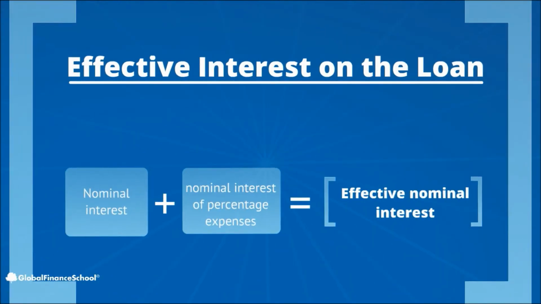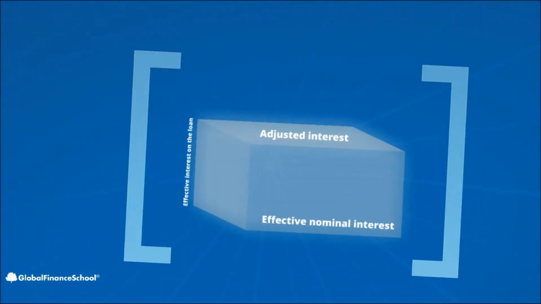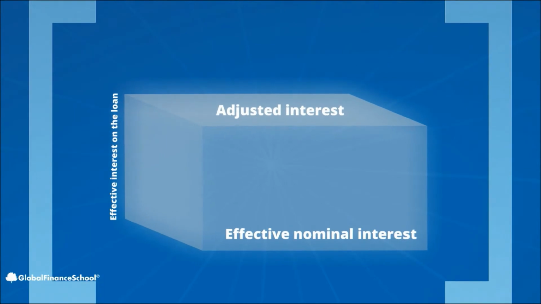Effective interest on the loan. When we join the nominal interest on a loan with the nominal interest of percentage expenses, we receive the effective nominal interest. When we calculate the adjusted interest, which is calculated on a monthly basis, based on the effective nominal interest, we receive the effective interest on the loan.